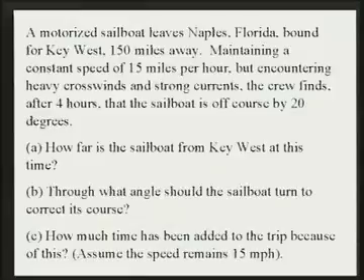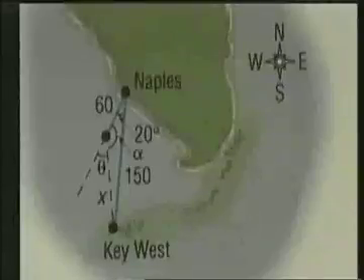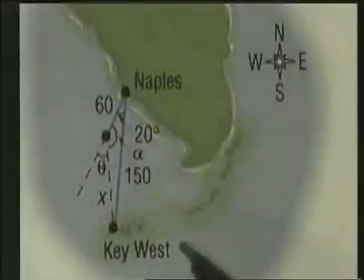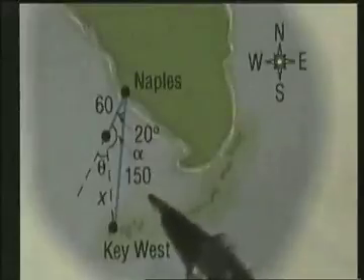Through what angle should the sailboat turn to correct its course? And how much time has been added to the trip because of this? And we'll assume the speed remains 15 miles per hour. We're given that the distance from Naples to Key West is 150 miles.